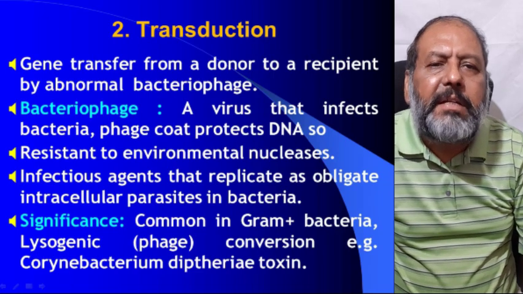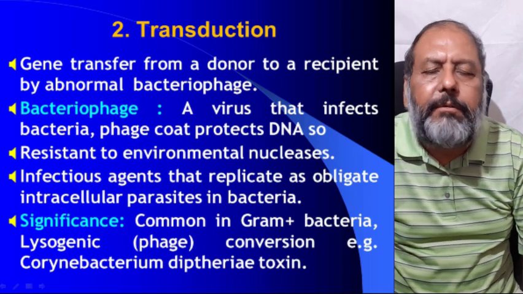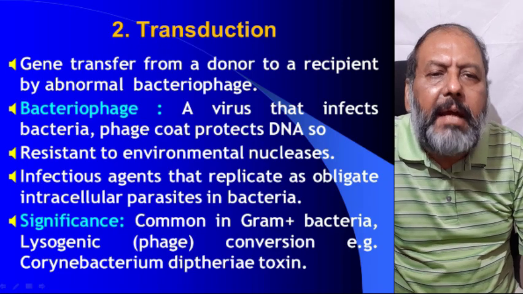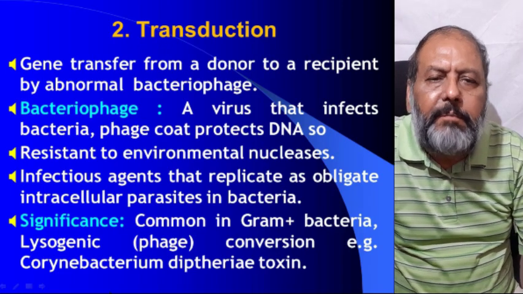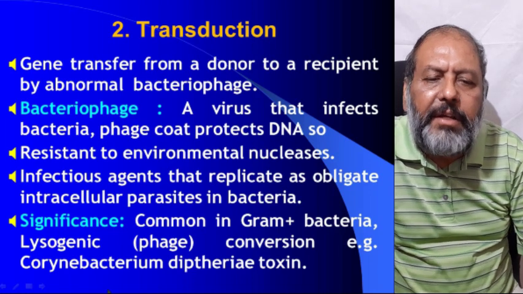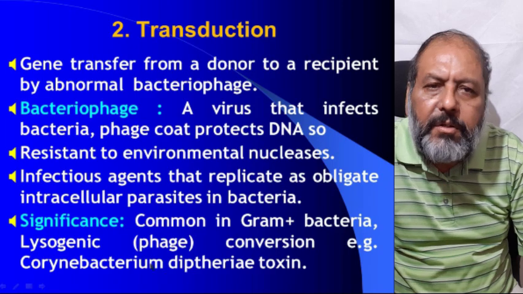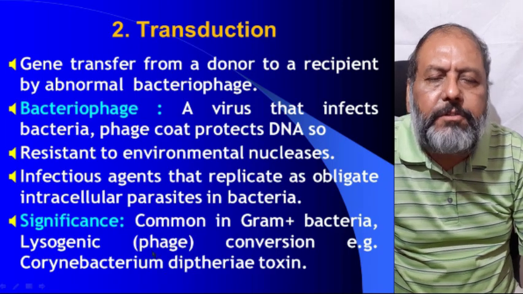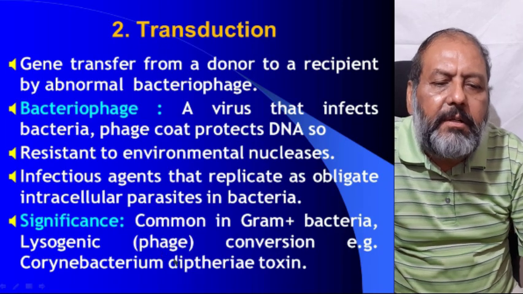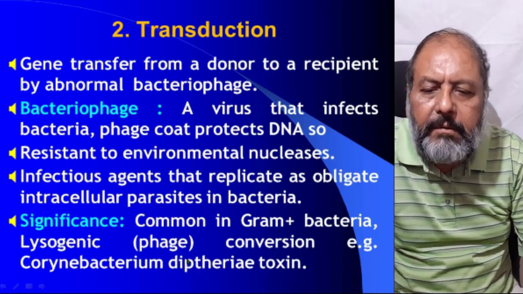So, bacterial genetics continuing. Number two is transduction. It is the gene transfer from a donor to the recipient by abnormal bacteriophage. Bacteriophage is a virus that infects bacteria. The phage coat protects the DNA, so it is resistant to the environment. Nucleases cannot destroy it. These are infectious agents that replicate as obligate intracellular parasites in bacteria.